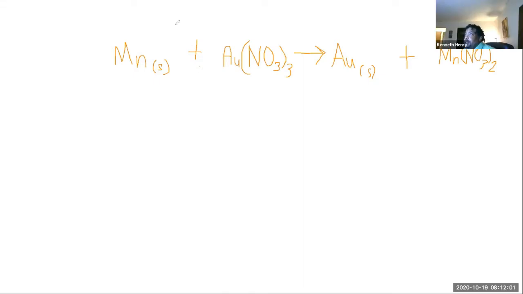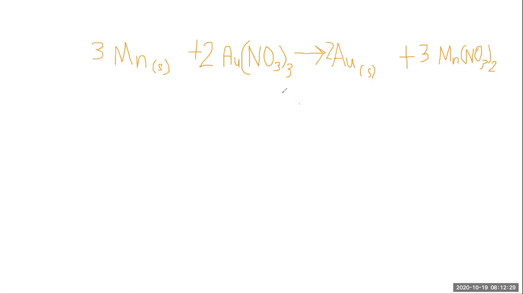Where would I start? I put a 2 in front of the AuNO3 3. 2 here. Okay. And then a 3 in front of the MnNO3 2. Okay. And then a 3 in front of the Mn on the reactant side, and then a 2 on the Au on the product side. Okay. So let's check it out.